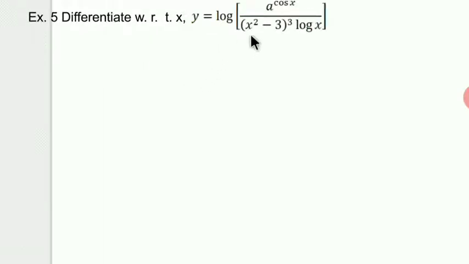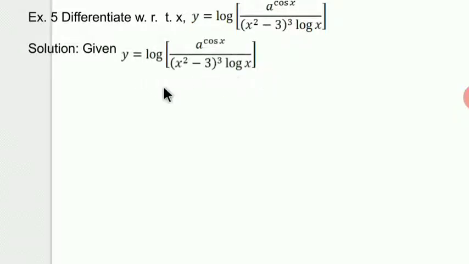Okay. Now example number 5, differentiate with respect to x: y is equal to log of (a raised to cos x) divided by (x square minus 3) bracket raised to 3 log x. Solution: let y be the given function. Now use here the logarithmic rule. So y is equal to log of a raised to cos x minus log of (x square minus 3) bracket raised to 3 into log of log x.